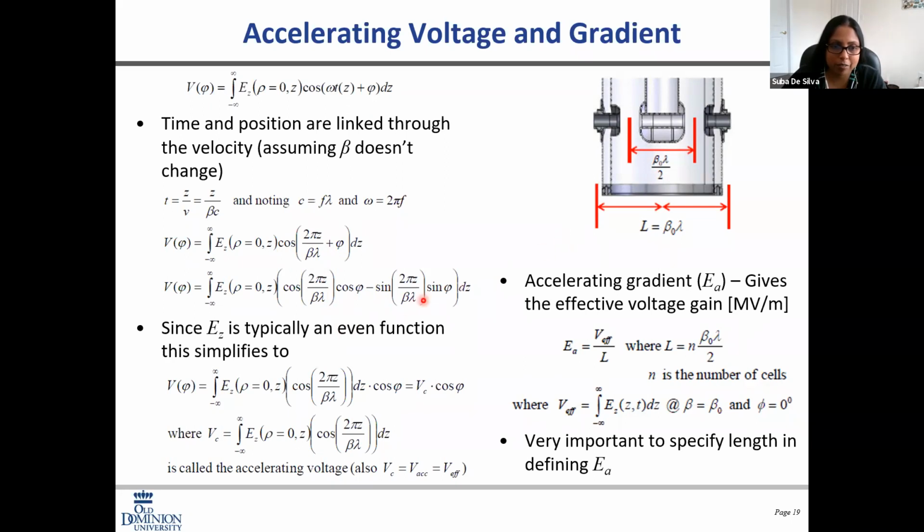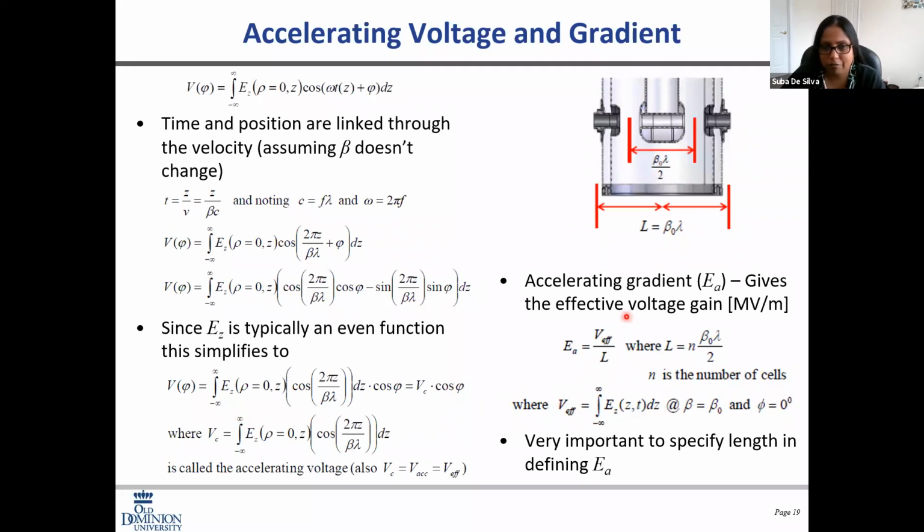And if you think of a simple gap, though it shows two gaps here, it's in the cosine form. So you can drop the sine term, and then this gives you the effective cavity voltage. And this VC is defined without the phase, but the total voltage will be VC times cosine phi. So if it's on crest, this term will be 1.